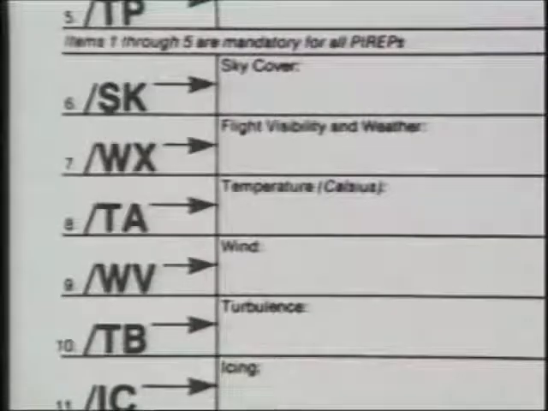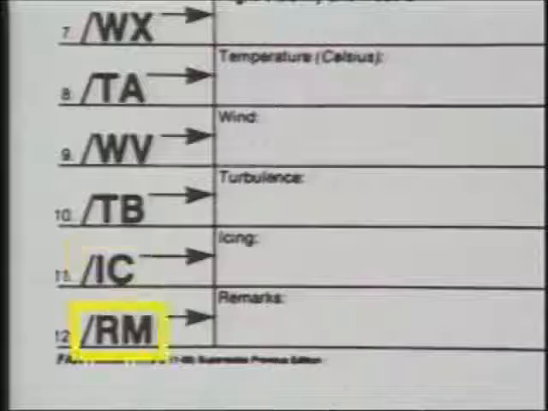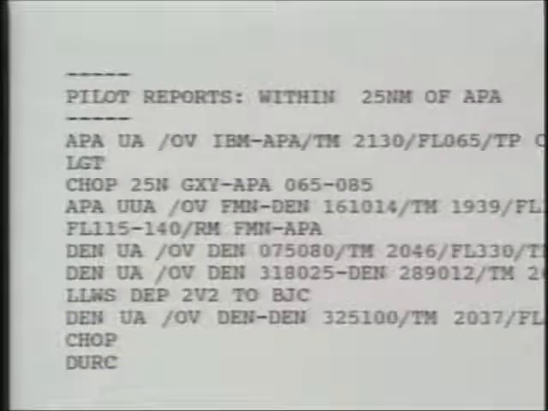The PIREP must contain at least one of several weather elements, also identified by 2-letter codes. These include SK for sky cover, WX for flight visibility and weather, TA for temperature, WV for wind, TB for turbulence, IC for icing, and RM for any remarks that might be included within a report. In printed form, PIREPs appear in this format.